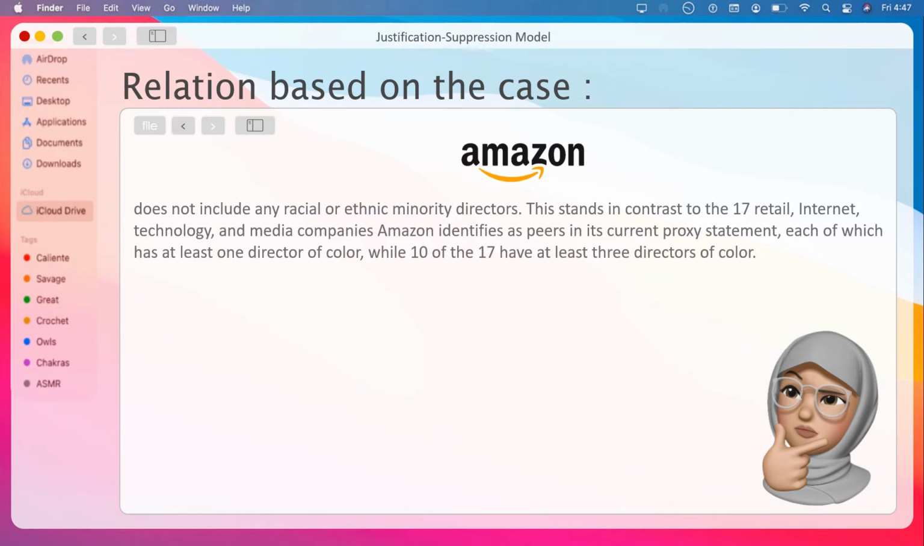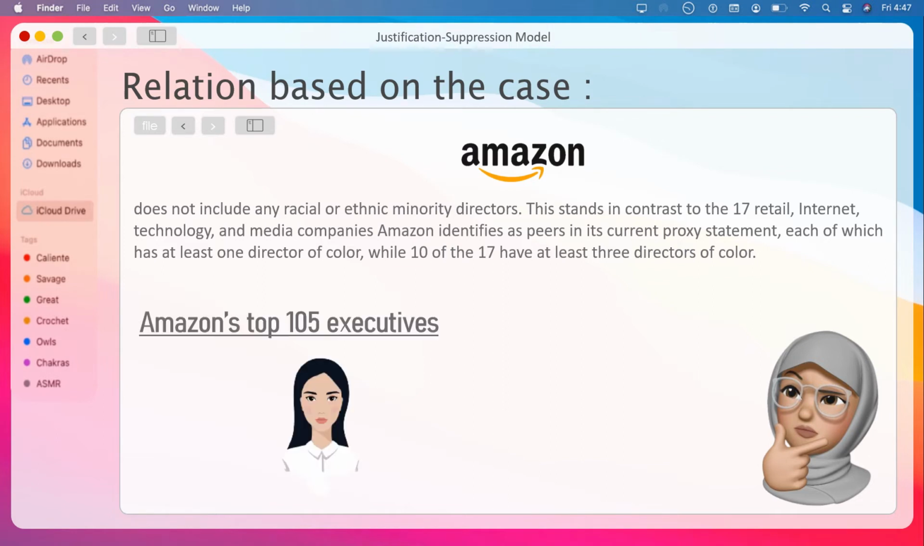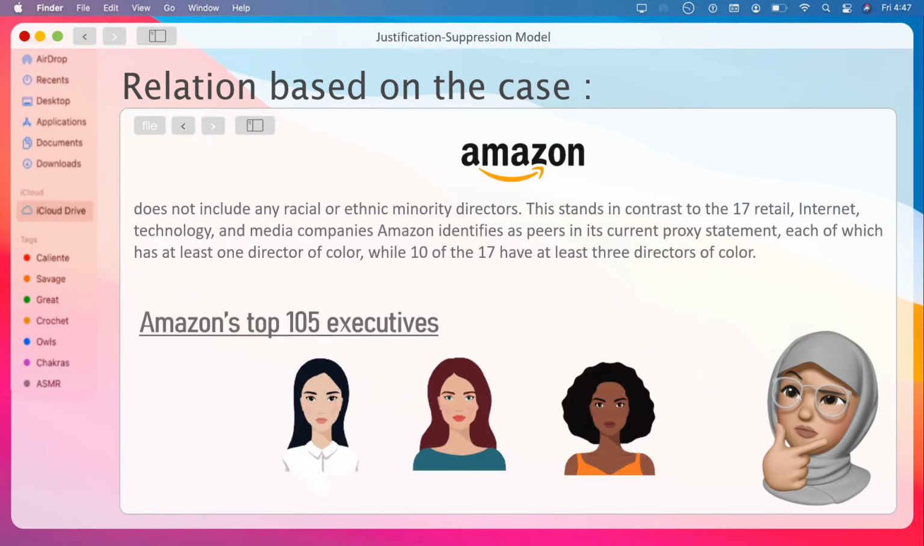Amazon's board does not include any racial or ethnic minority directors. This stands in contrast to the 17 retail, internet, technology, and media companies Amazon identified as peers in its current proxy statement, each of which has at least 1 director of color, while 10 of the 17 have at least 3 directors of color. Only 6 of Amazon's top 105 executives are Asian, only 1 is Hispanic or Latino, and none are Black or African American.